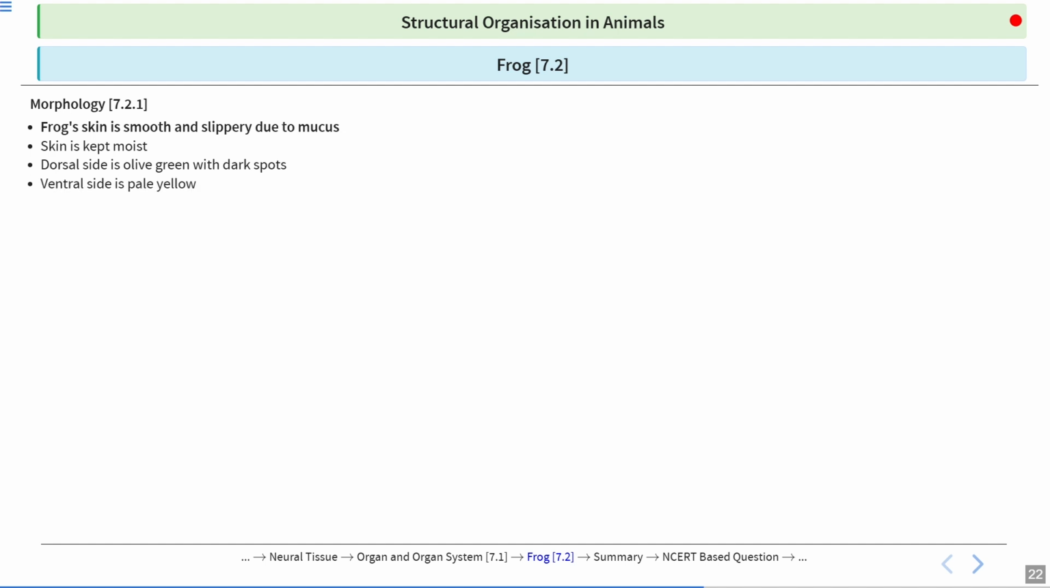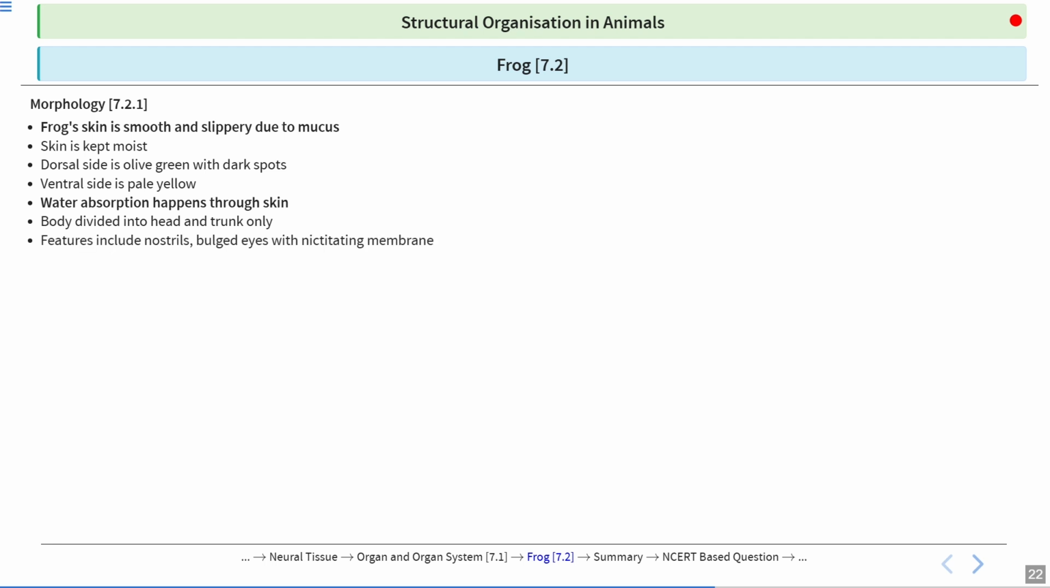Ventral side: it is pale yellow. If you see the ventral side, that is towards the stomach, they are pale yellow in color. Water absorption happens through the skin. They absorb the water to keep their skin moist, and that is through the skin only. The body is divided into head and trunk only, which we have already discussed. Features include the nostrils and bulged eyes with the nictitating membrane.